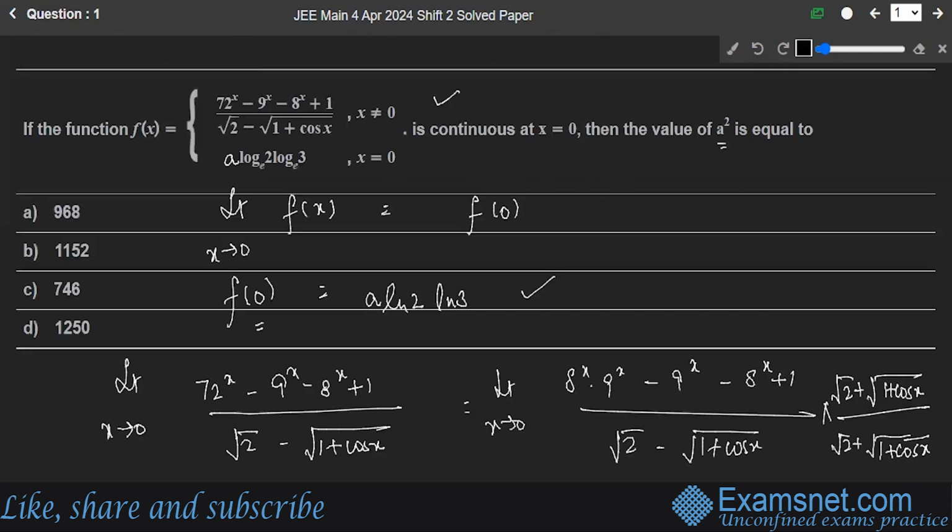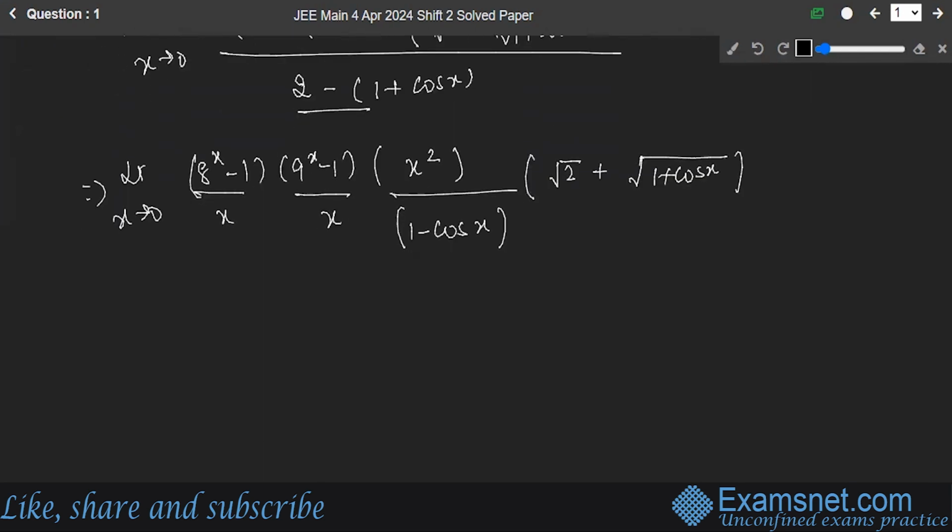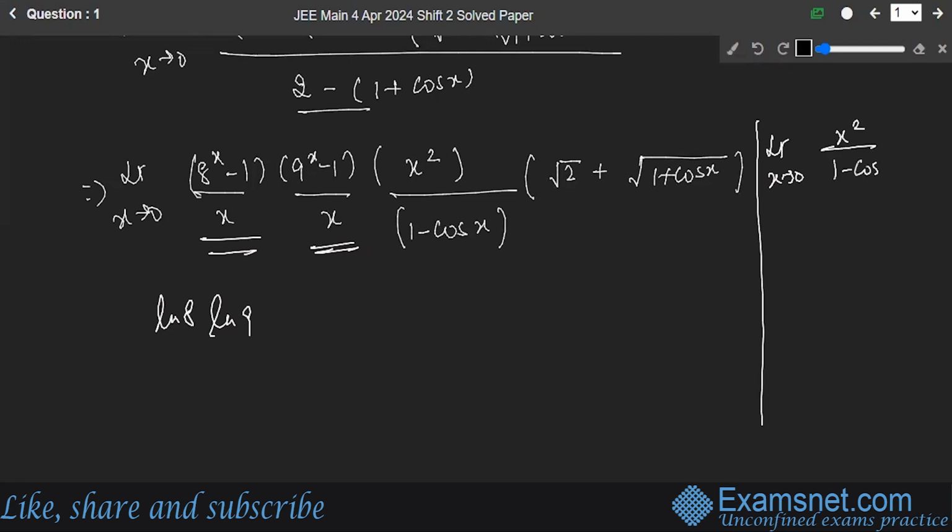Let's break it up. This will give me 8 power x minus 1 upon x, which is nothing but log 8, and 9 power x minus 1 upon x, which is log 9. And over here, let's separately solve x square. Limit x approaching 0 of x square upon 1 minus cos x.